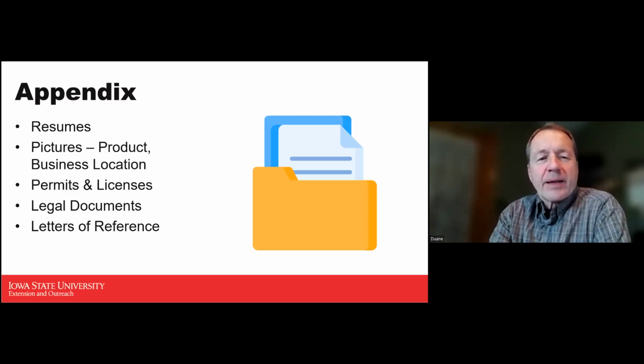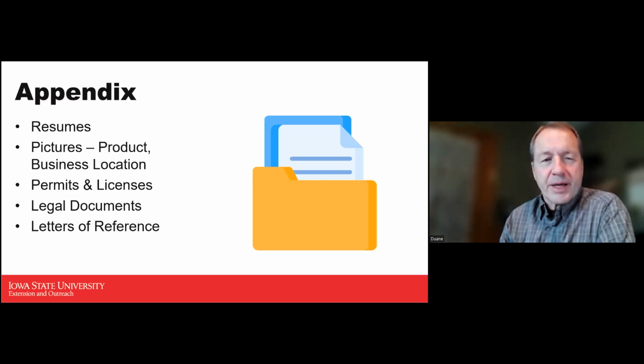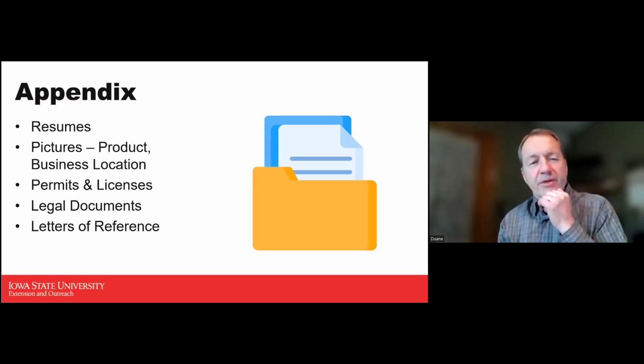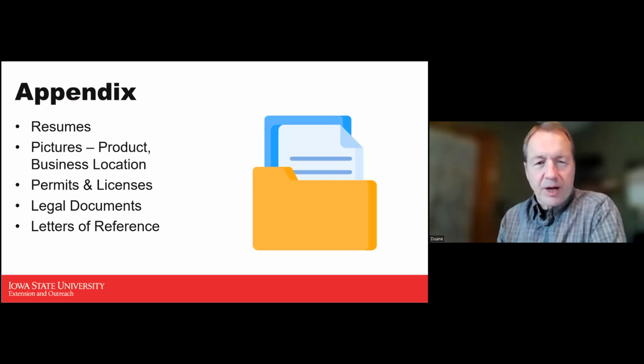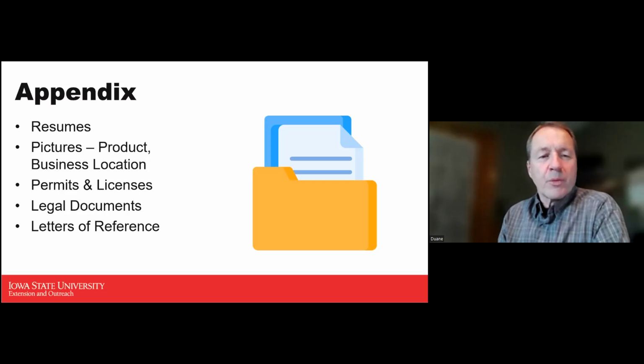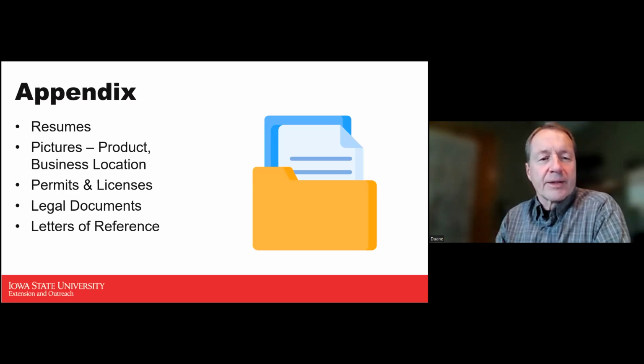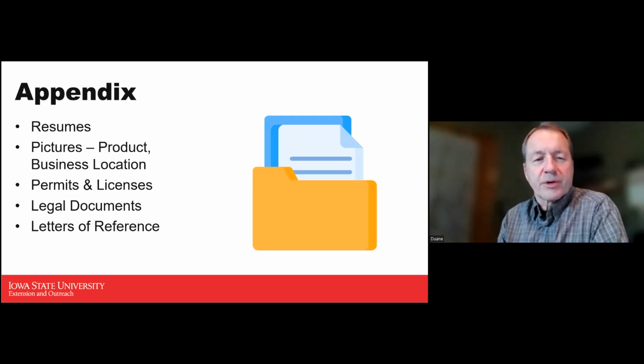Then after all that, we have an appendix, and we just want to have a place where we can attach all the pertinent documents, again, that the banker is going to want to see. If we have resumes, we would attach those here. If we have pictures, maybe we have a certain product we're making and we've got a prototype, we want to take a picture of that and attach it here. Maybe we want to take a picture of the storefront that we're looking at, that we're trying to either purchase or lease. Take a picture of that and put it here.